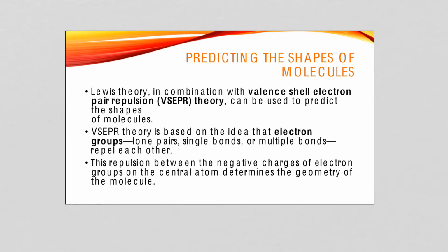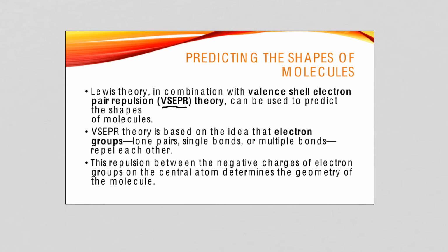And so we can add on a separate theory to Lewis theory to get this three-dimensional component. This is what's known as valence shell electron pair repulsion, or VSEPR theory, and it can be used to predict the shapes of molecules.